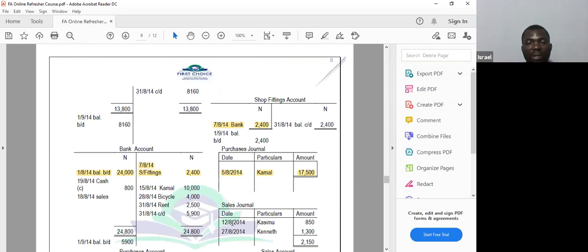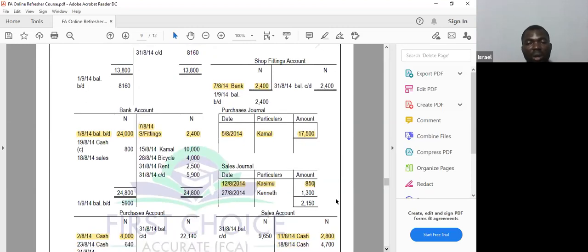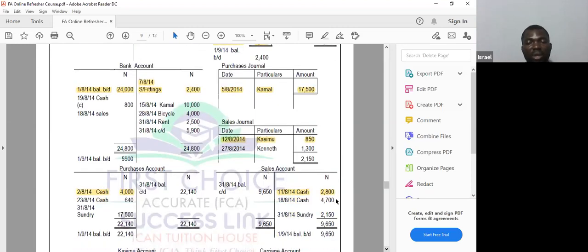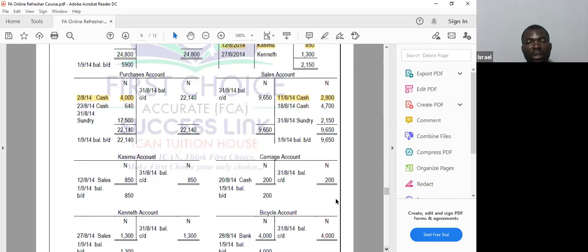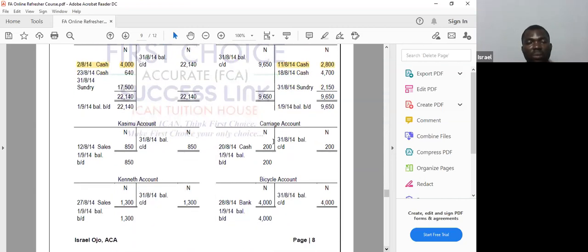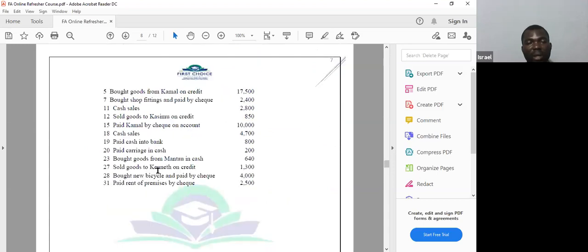So we have the Kasumu here, can you see on the well? 850, that's the amount that we have here. Then the second leg, we go to the Kasumu account under the trade receivables. Can you see that we have it here? And that is 850. So sales is 850. So after we have done that, we move on to the next one. Because of our time, I will probably increase the speed.